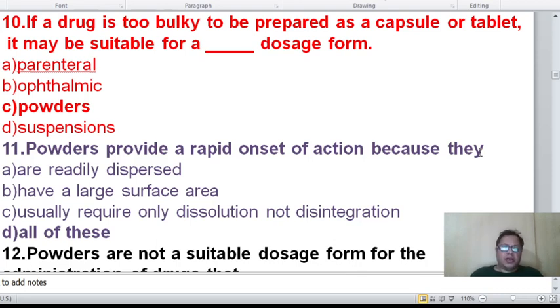Point number C, they usually require dissolution, not disintegration. Tablets have a macroscopic structure which disintegrates first, then is converted into a disaggregated structure, then into powder form, and then it gets dissolved. But in the case of powder, it only needs dissolution, no disintegration. So for question number 11, answer number D is the appropriate answer.